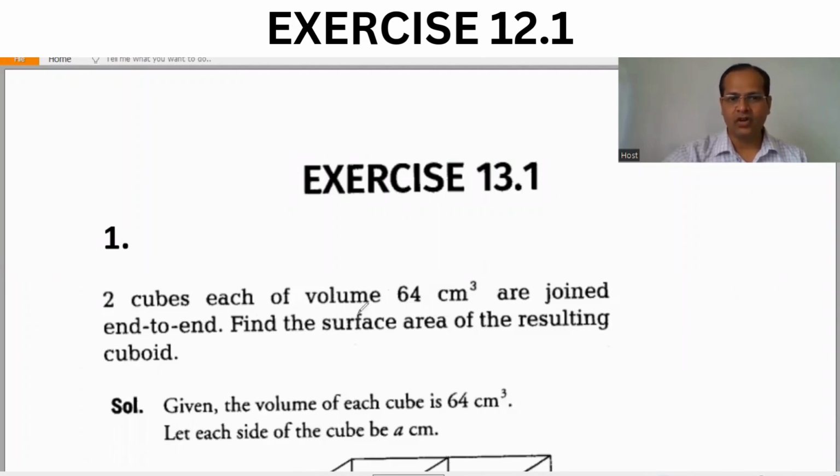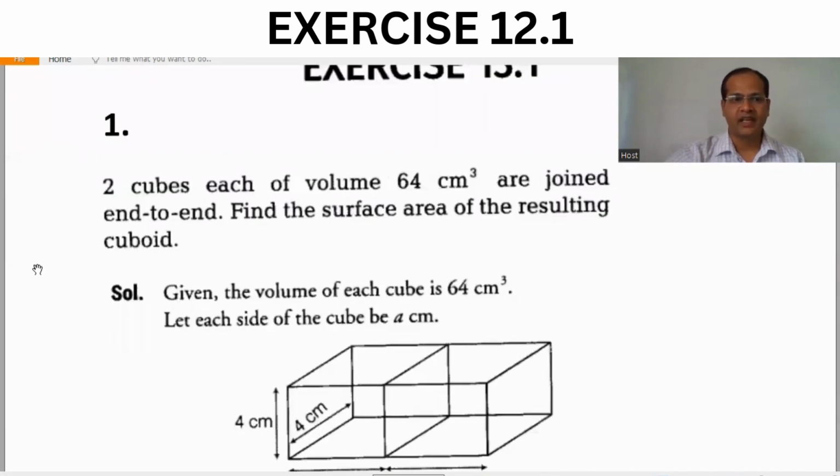Two cubes, each of volume 64 cm³, are joined end to end. Find the surface area of the resulting cuboid. Definitely, when two cubes are attached to each other, the resulting structure is a cuboid. Now, each cube has volume 64 cm³. Suppose the side of one cube is a centimeter.